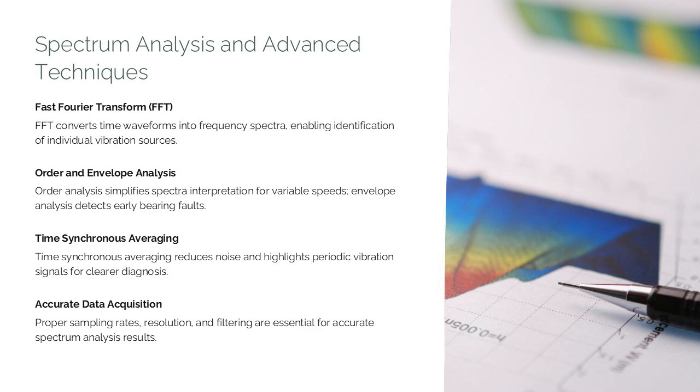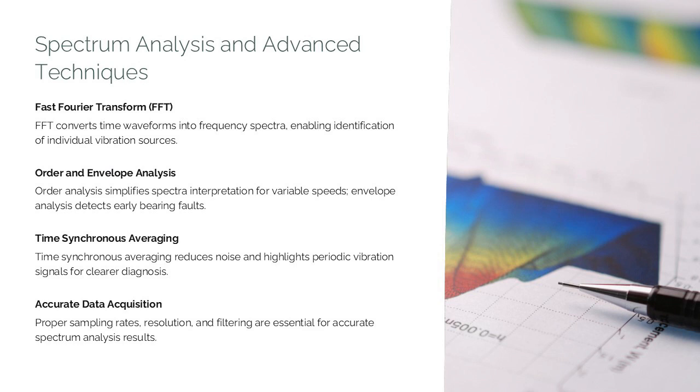For example, in a fan system, the shaft rotation and blade pass frequencies appear as distinct peaks in the spectrum, making it possible to diagnose imbalance or blade-related issues. Spectrum analysis also reveals harmonics, sidebands, and other patterns that indicate specific fault conditions such as misalignment, gear defects, or bearing wear. In addition to FFT, techniques like order analysis, which expresses frequencies as multiples of running speed, simplify the interpretation of spectra for variable speed machines.